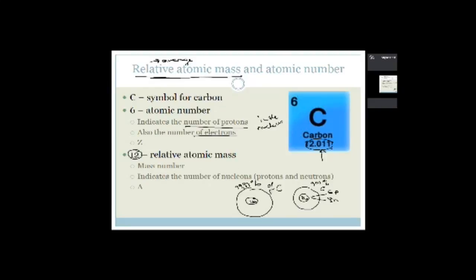So basically what we're saying is that the reason this isn't perfect is because there's this thing called isotopes, which are atoms which have the same number of protons but a different number of neutrons. So they have a different mass, but because they've got the same number of protons, they still act the same chemically.